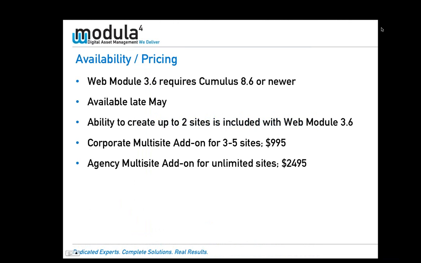So availability and pricing of Web Module 3.6. It will require Cumulus 8.6 or newer. Web Module 3.6 will be available later next month. Included with Web Module 3.6 will be the ability to create up to 2 sites using this multi-site function. There is an add-on that's called the Corporate Multi-Site Add-on, and that will allow you to create up to 5 sites, and that add-on is $995 or 995 euros. We also have the Agency multi-site add-on, and that will allow you to set up an unlimited number of additional sites, and that's $2,495, either dollars or euros.